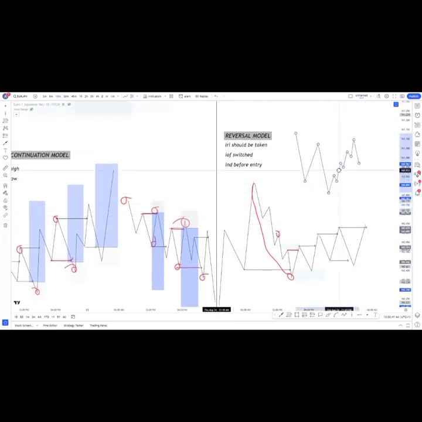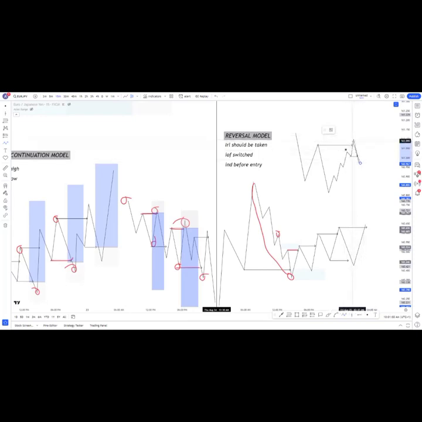Same thing for the sells. You wait for the internal range to be taken. Then, in most cases, price is going to give a change of character to the downside. Now, most times, price will come here and take it out, because a lot of people have their stops here. They want to trade change of character.